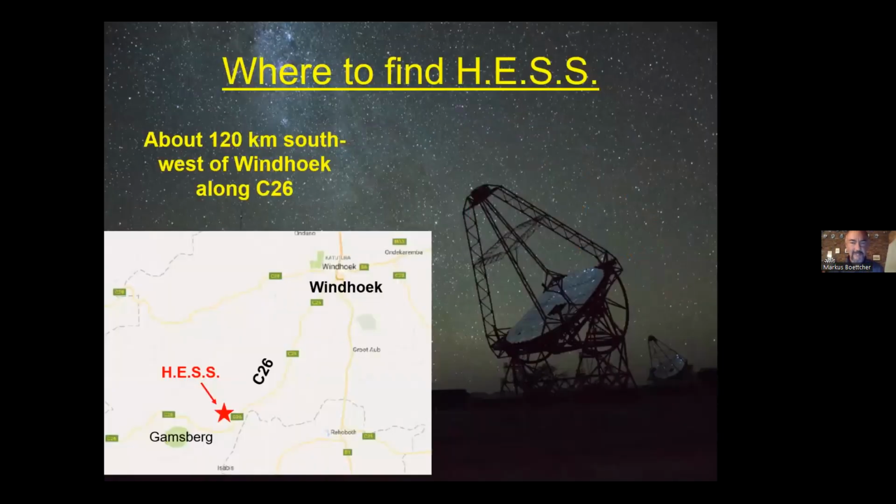That brings me to the end of my talk. Maybe just a quick mention of where HAC is located in case some of you make it to Windhoek at some point and are interested in visiting. Always happy to have visitors there. It's about 120 kilometers southwest of Windhoek. We just go out along the C26. After about 120 kilometers, you see a turn off to the right. You see a small sign saying HAC to the right.